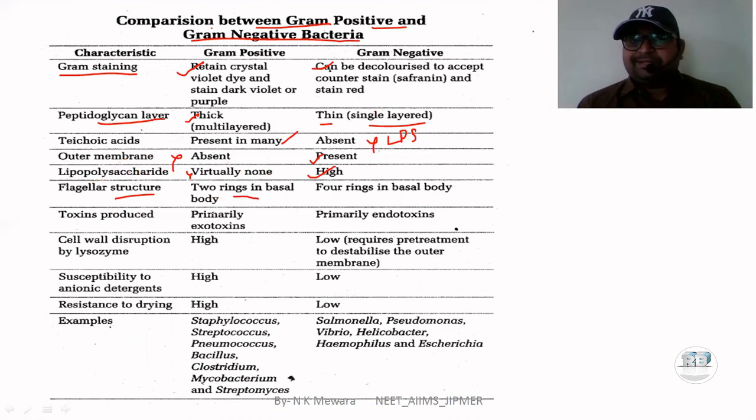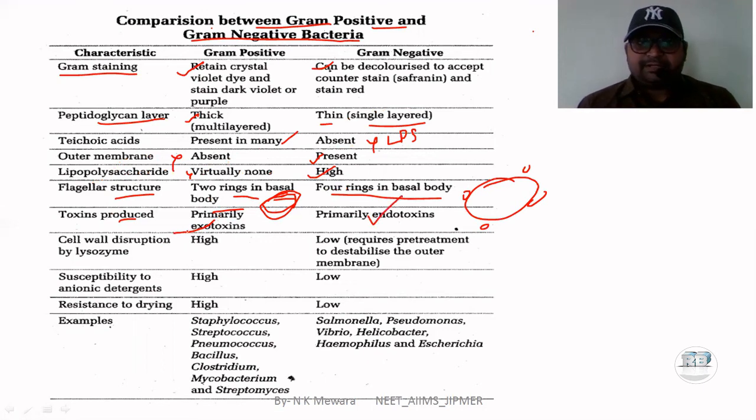The flagellar structure has two rings in the basal body in Gram positive, and four in Gram negative. The toxin produced is exotoxin in Gram positive and endotoxin in Gram negative. The cell wall has high lysozyme susceptibility in Gram positive and low in Gram negative. Susceptibility to antibiotics and detergents, and resistance to drying, are also high in one and low in the other. Then the major examples of each. So we have studied the staining procedure, what Gram positive and Gram negative bacteria are, and the major differences between them.